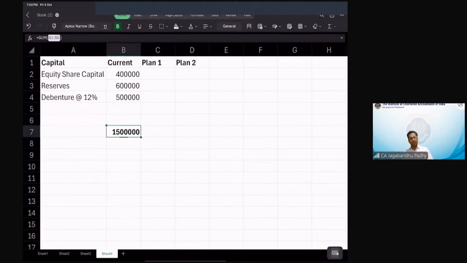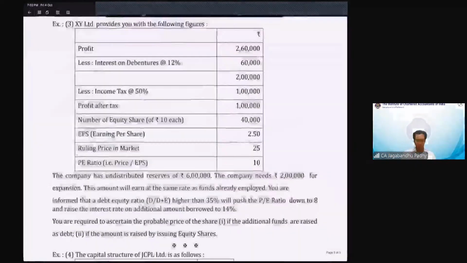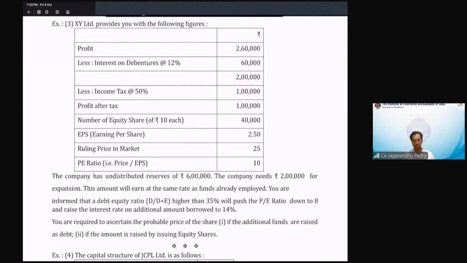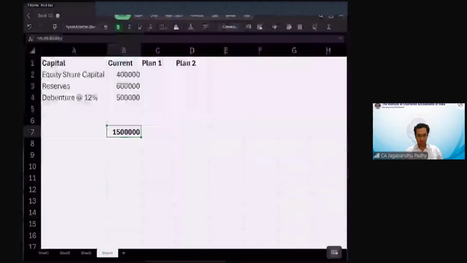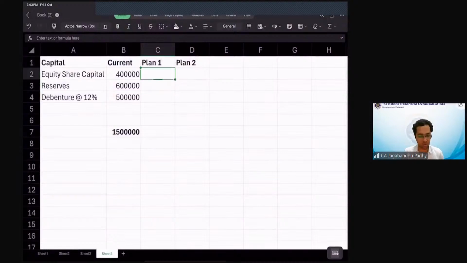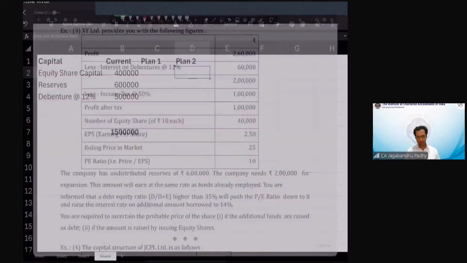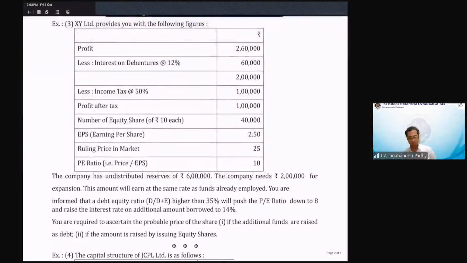Existing capital is 15 lakh. What is the amount of additional fund that we need? The company needs 2 lakh more for expansion. So for 2 lakh, there are two options: either to issue equity or to issue debt. Now, what will be the price at which you will be issuing equity shares?